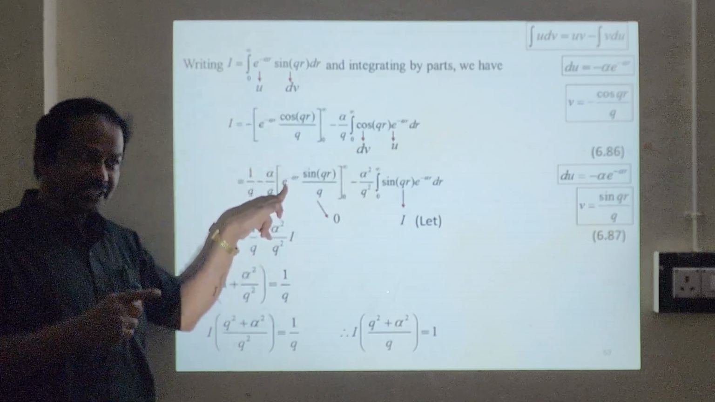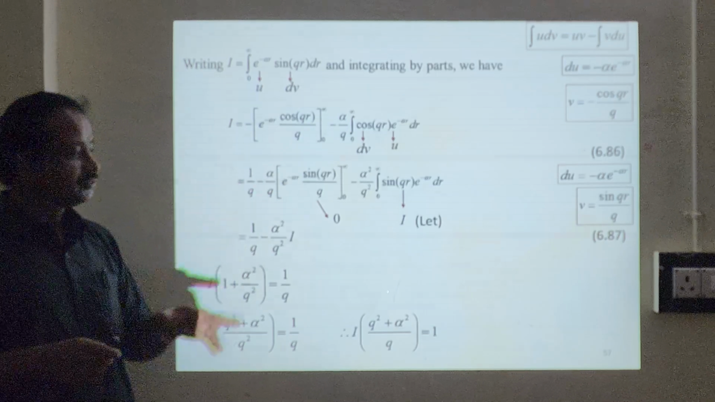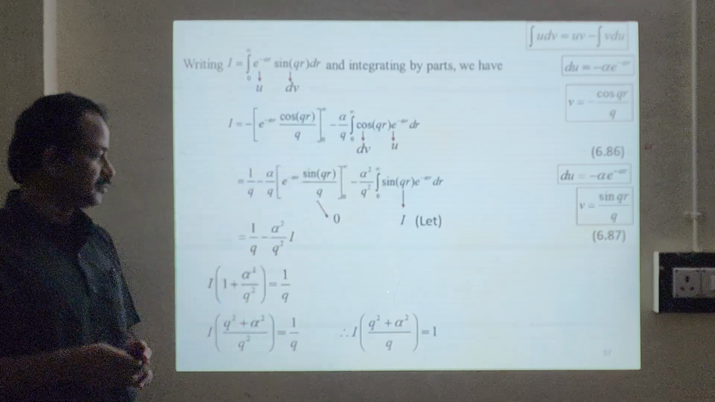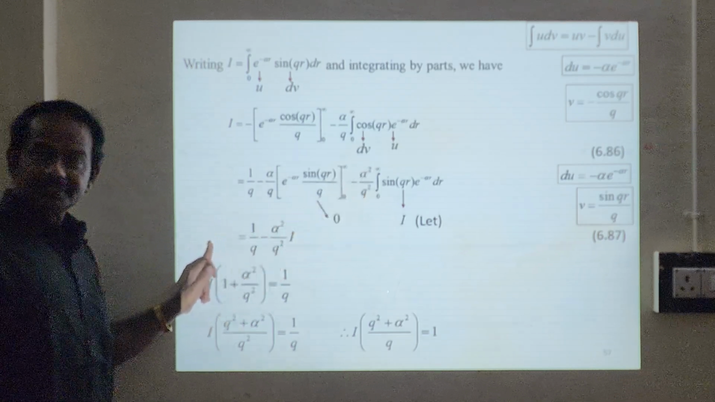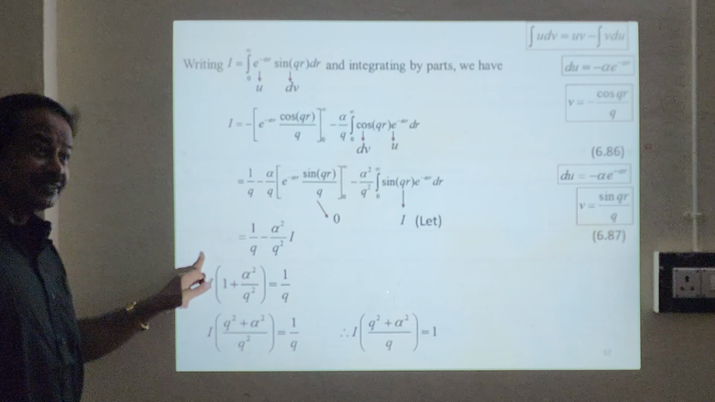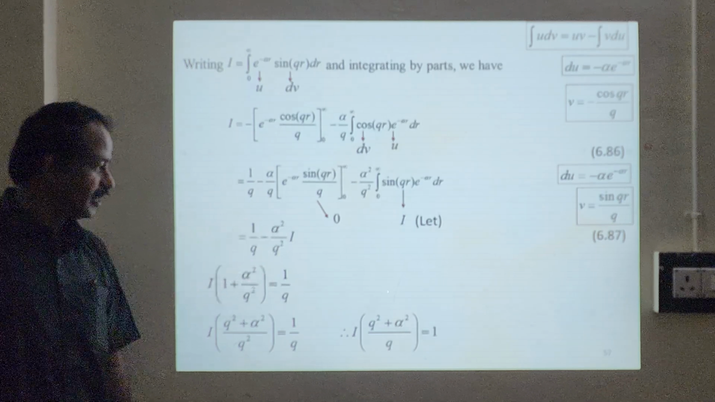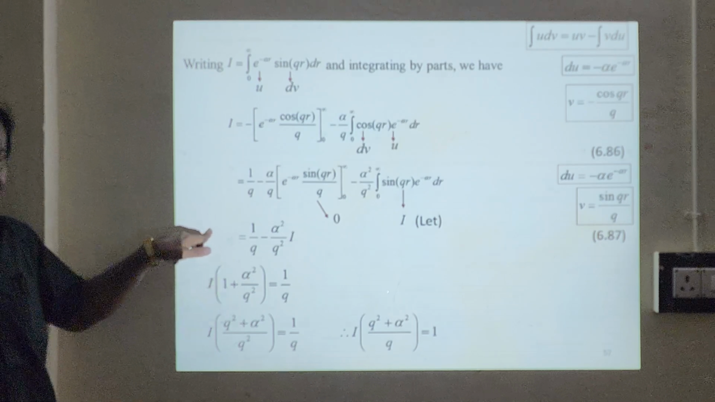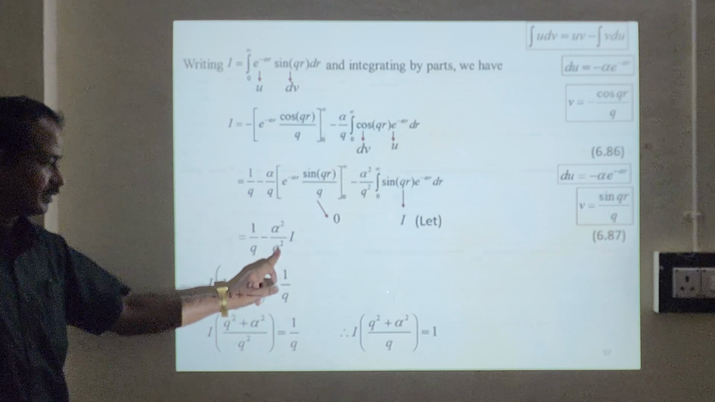Here you will have to substitute both the limits, correct? Of course this is 1. This becomes 0, sin 0 is 0, so this will become 0. So you have minus alpha squared by q squared I. Left hand side is already I. So I equals 1 by q minus alpha squared by q squared I. Is it okay? You bring this term along to this side.